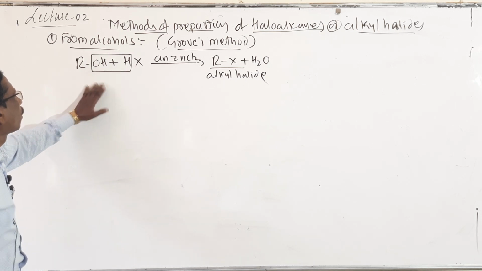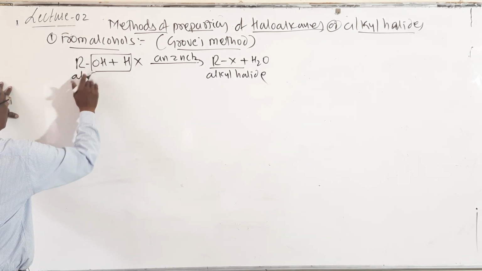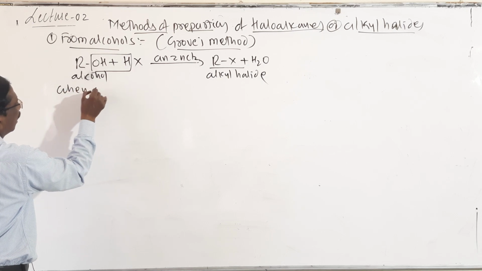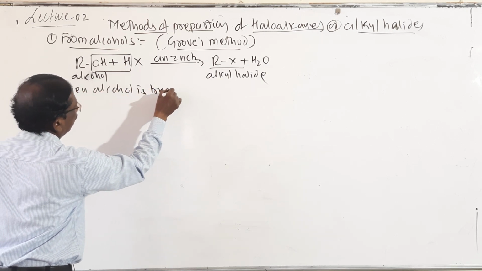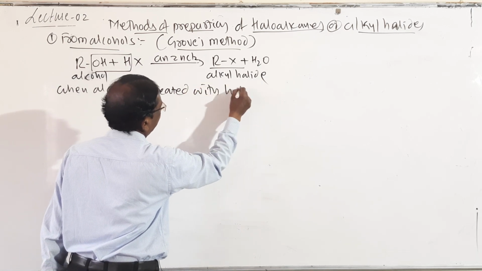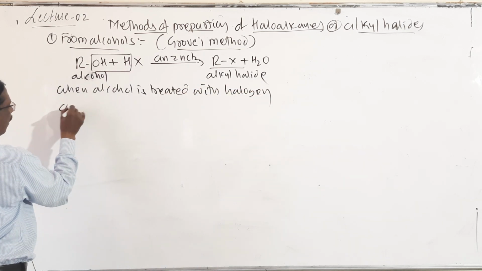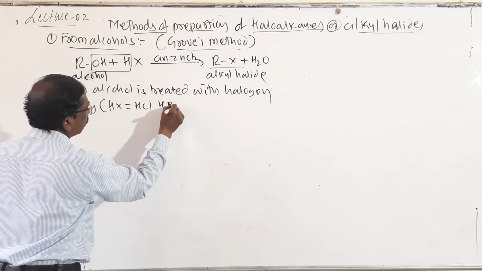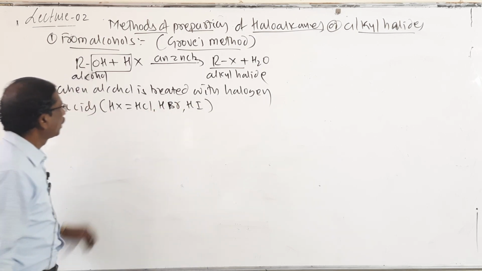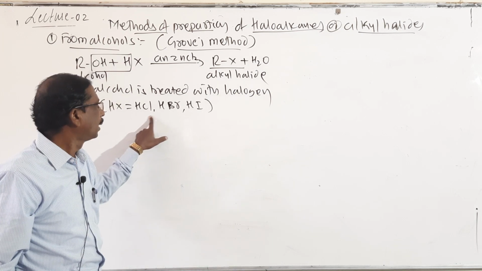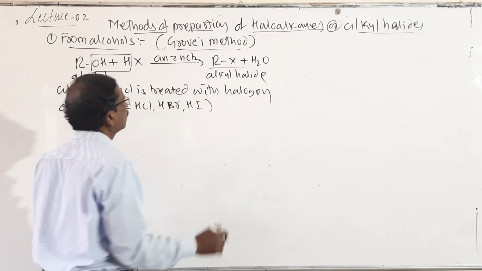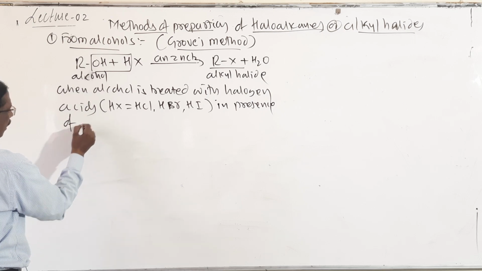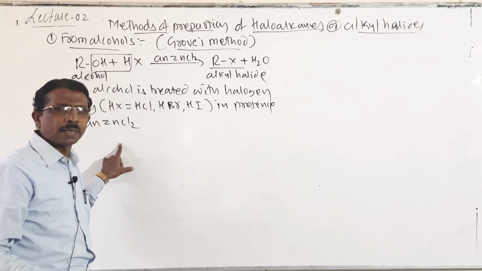So look here students, when alcohol is treated with halogen acids, HX, where HX is HCl, HBr, HI, in presence of anhydrous zinc chloride, which acts as a dehydrating agent.